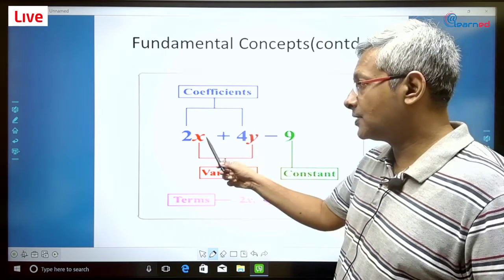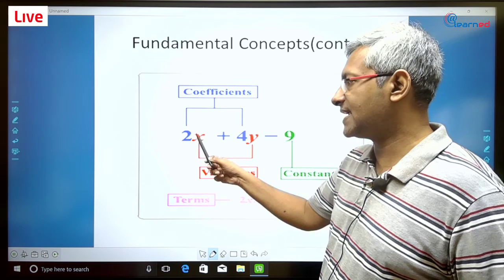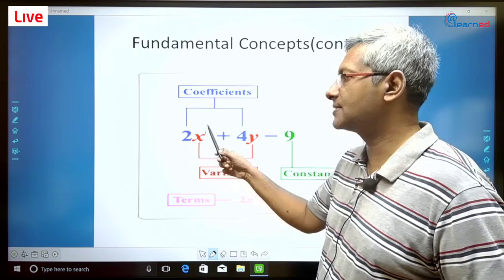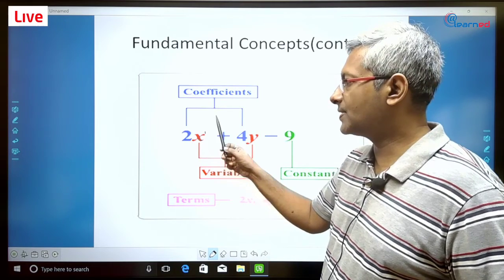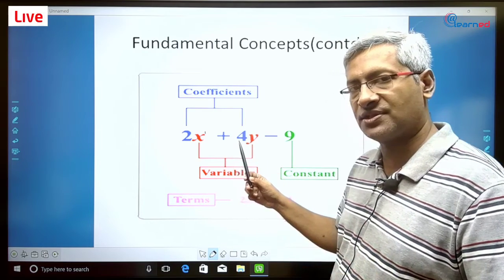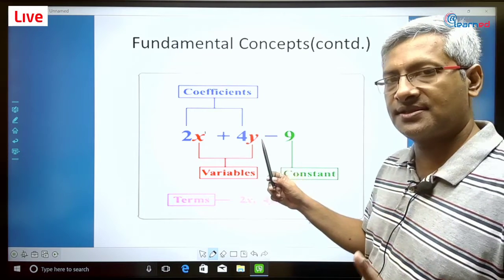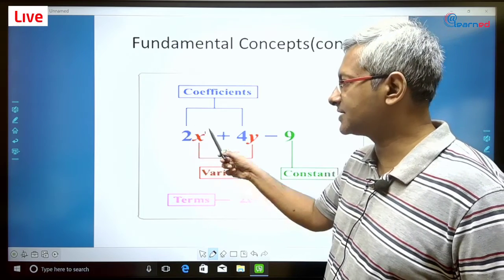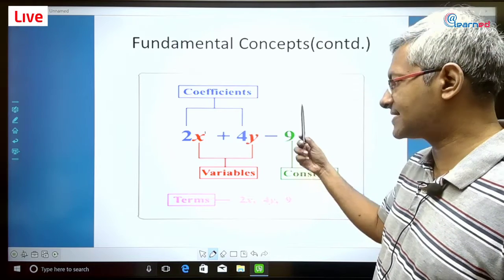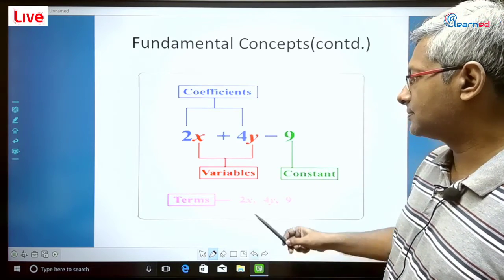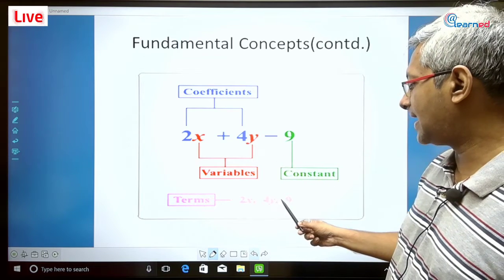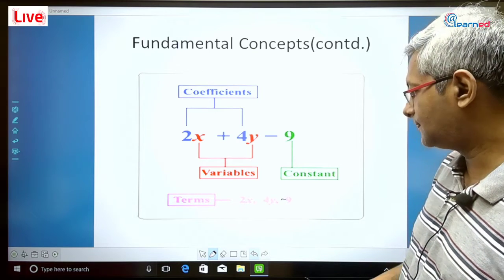Now do observe, this is a multiplication. We are multiplying x by 2, but this 2 and x are not considered as separate terms. So except plus and minus, if we have multiplication and division, we won't consider it as a term. So 2x is a single term, 4y is a single term, minus 9 of course is a constant. So we have three terms over here, 2x, 4y and minus 9.